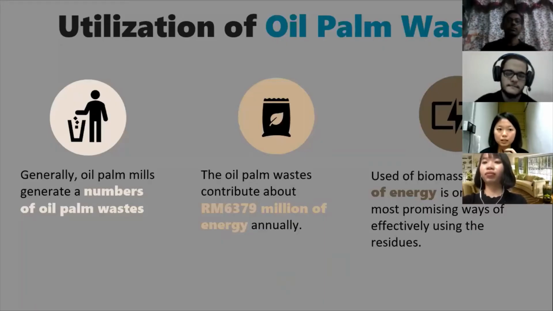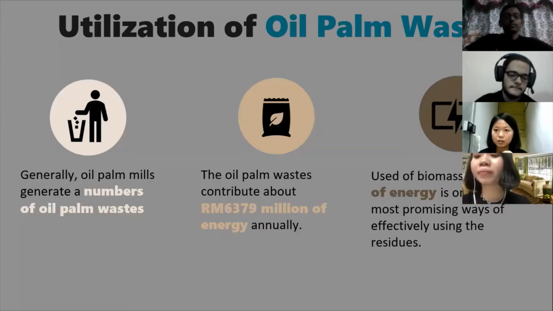Okay, I'm going to present on the utilization of oil palm waste now. So generally, oil palm mills generate a number of oil palm waste. This I have mentioned in the previous slide, right? An oil palm tree can generate 90% of oil palm waste. So the oil palm waste contributes about RM 6,379 million of energy annually, but we still can do something to optimize the utilization of the oil palm waste for the cogeneration in Malaysia.